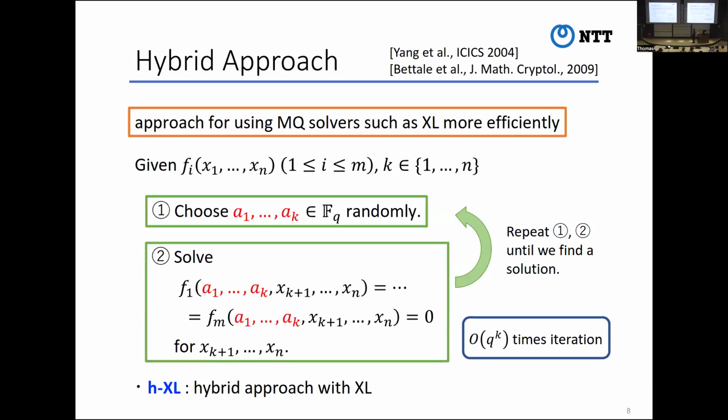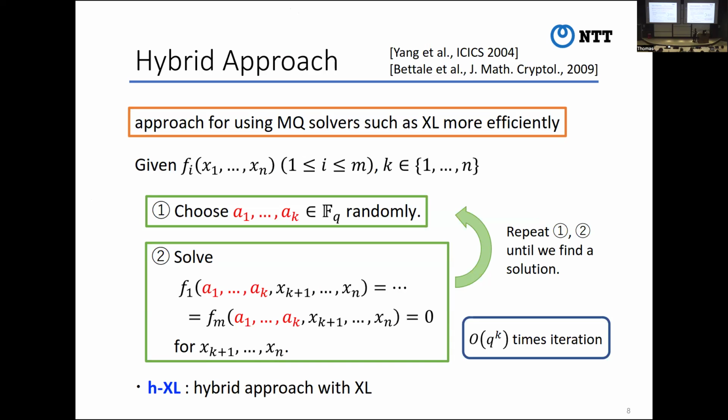Next, about the hybrid approach. This is an approach for using MQ solvers such as XL more efficiently. Given a quadratic system F and the parameter k, in the first step, we choose k values a1 to ak randomly. In the second step, we substitute these k values for the first k variables x1 to xk, and then apply an MQ solver to the resulting system with only n minus k variables.